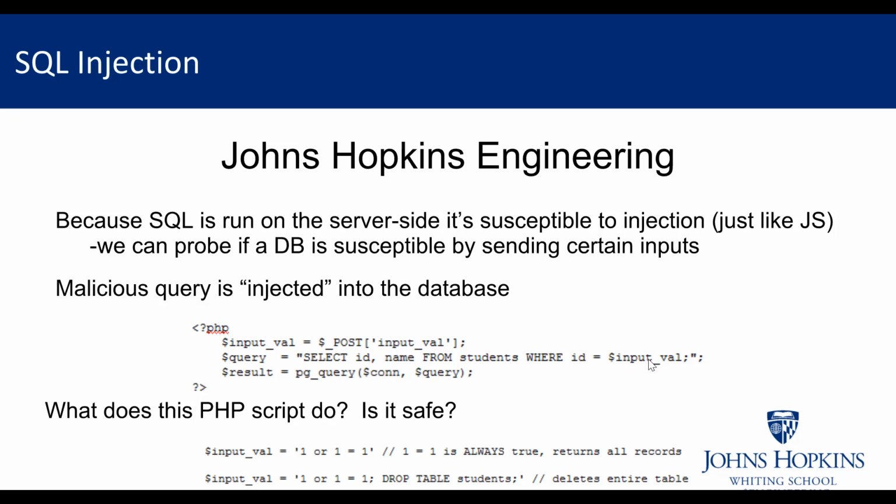So what I'm essentially doing, if I had passed this into input val, the query above would say select ID and name from students where the ID is equal to 1 or 1 equals 1. So think of your Boolean logic, an OR is true. If we say A or B, that clause will evaluate to true if A is true, or if only B is true, or both A and B are true.